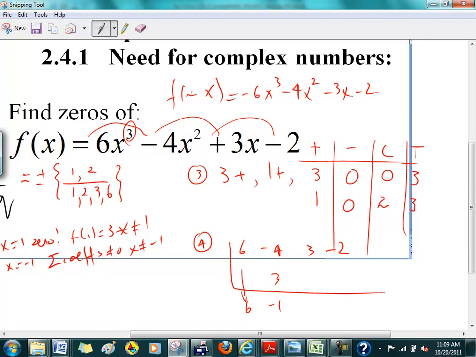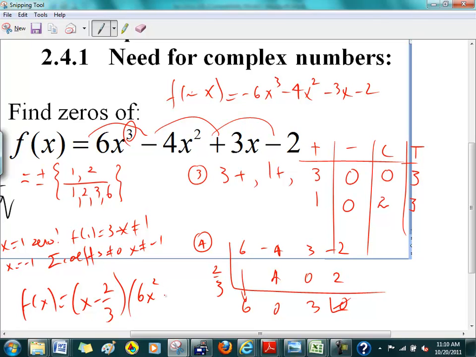Well, Eric's saying he wants to try 2/3. Okay, Eric, go. All right, so Eric had 6 come down here, and then he had a 4, a 0, a 0, a 3, a positive 2, and that gave him a 0. So that means that f of x is equal to x minus 2/3 times 6x squared plus 3. Is everybody with me on that?